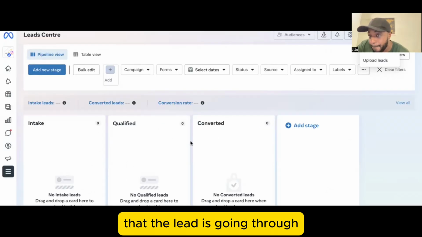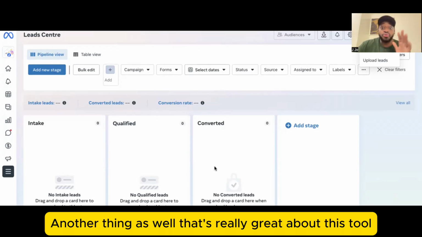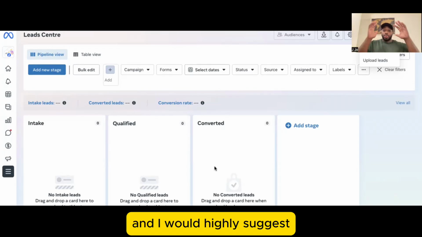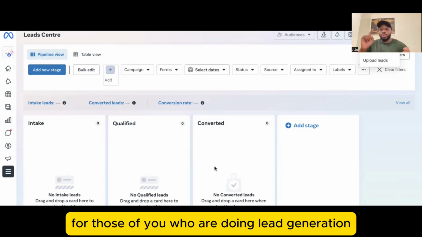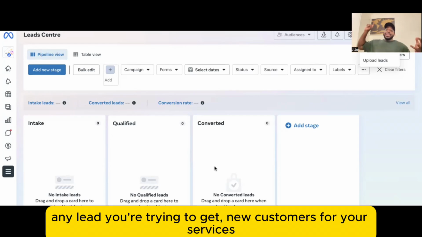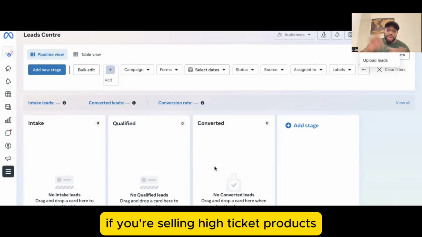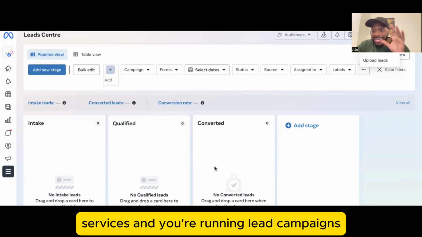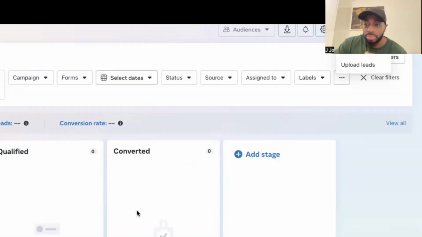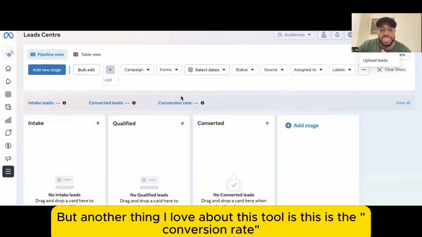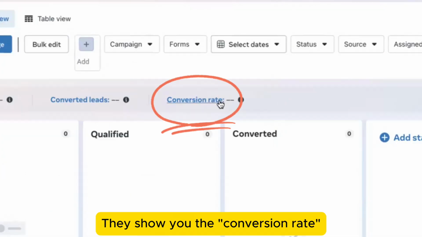Another thing that's really great about this tool, and I would highly suggest it for those of you doing lead generation, trying to get new customers for your services, or selling high-ticket products and running lead campaigns: use this tool. Another thing I love about this tool is the conversion rate. They show you the conversion rate.